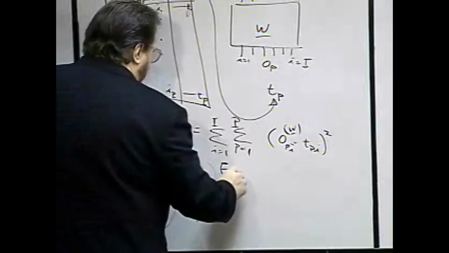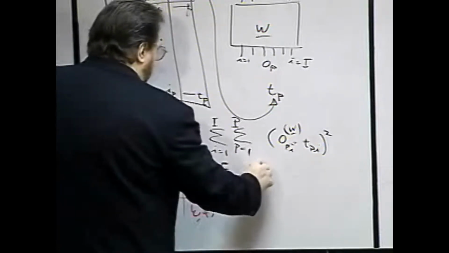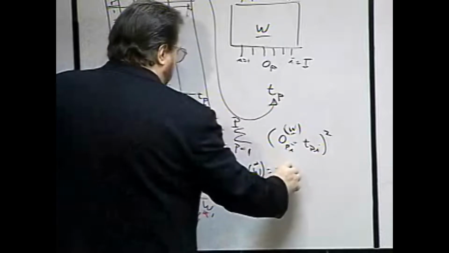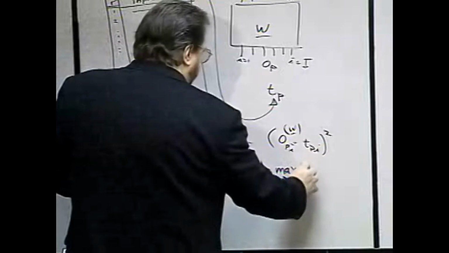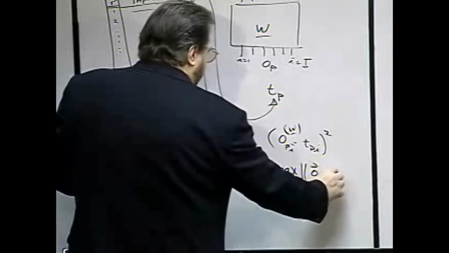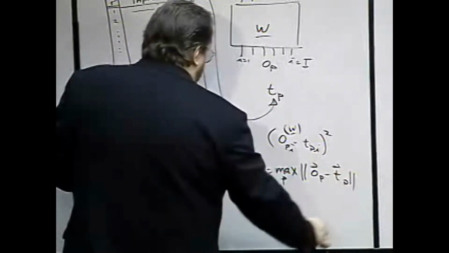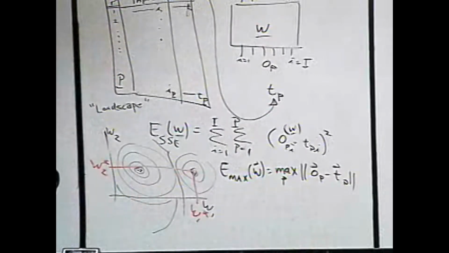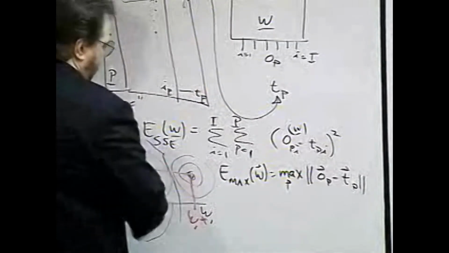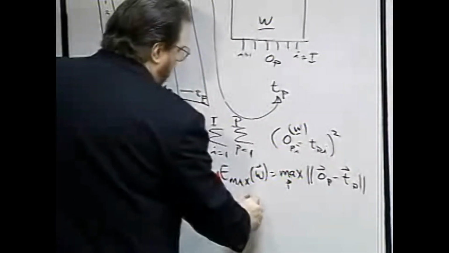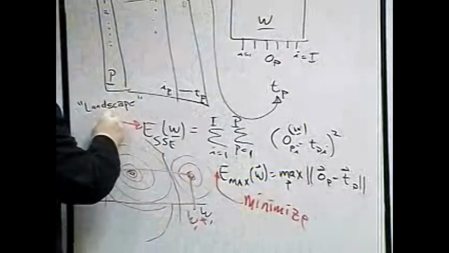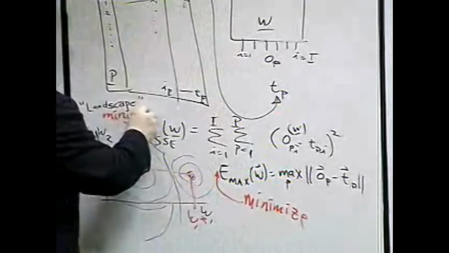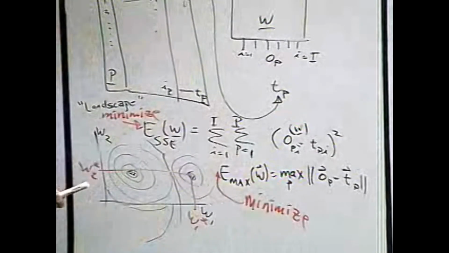We could also choose, for example, the maximum, which would be the max over all of P of the output minus the target. This could be another objective function which we used. And what we'd like to do is we'd like to minimize this. This is a minimax solution. So just like we would like to minimize this error, we would also maybe like to minimize this error.